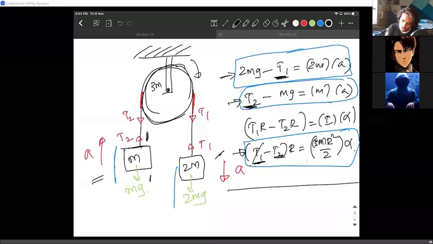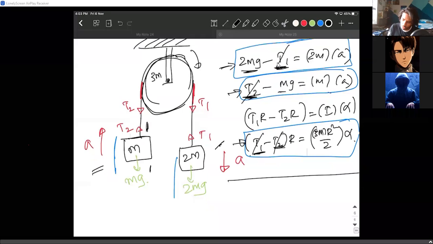So they get cancelled each other. The only thing that you have here is 2mg minus mg. Oh, wait a second. I'm sorry. I have to cancel this r. I have to cancel that r. Now all I have in this thing is 2mg minus mg.